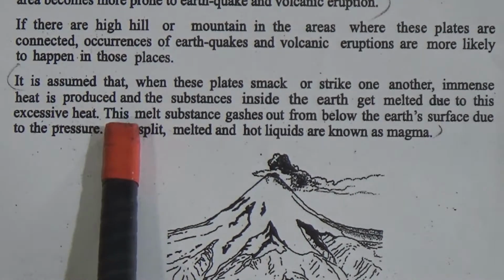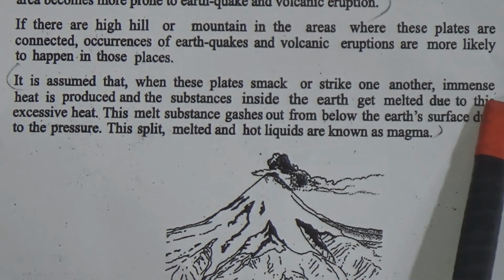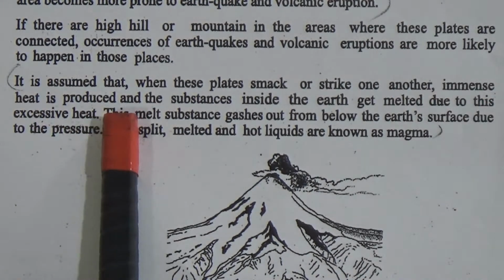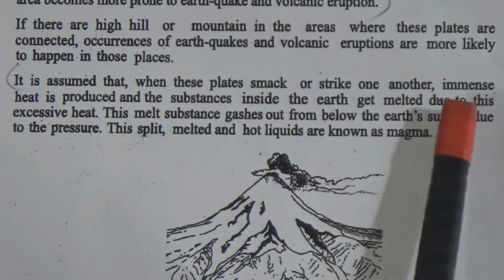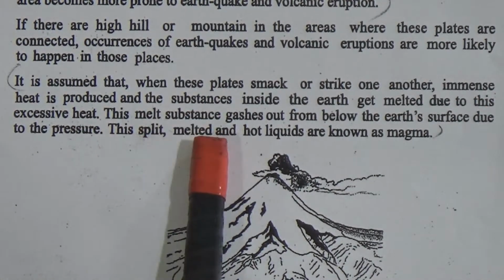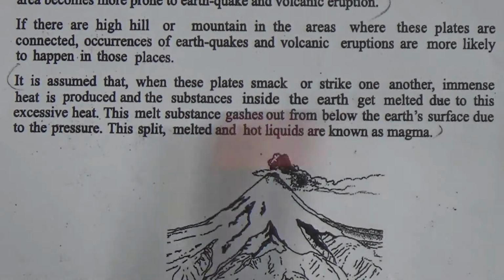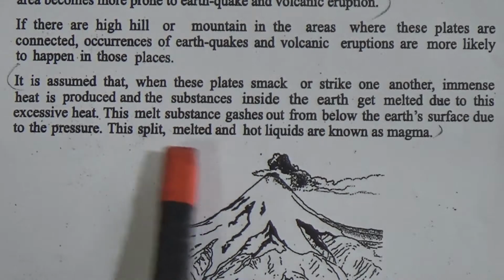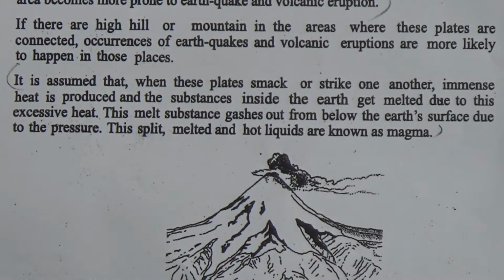It is assumed that when the plates smack or strike one another, immense heat is produced and the substances inside the earth get melted due to this excessive heat. These melted substances gush out from below the earth's surface due to the pressure. These split, melted and hot liquids are known as magma.